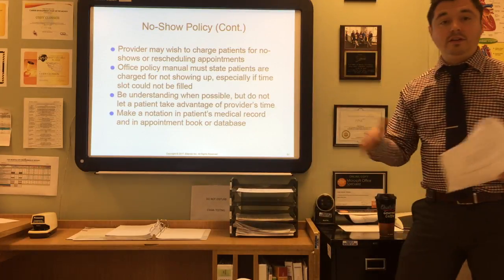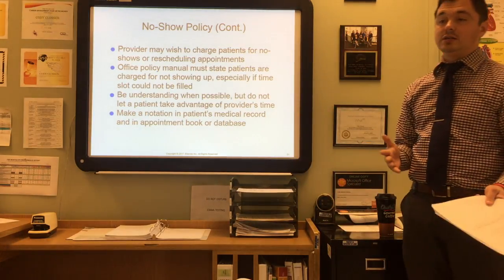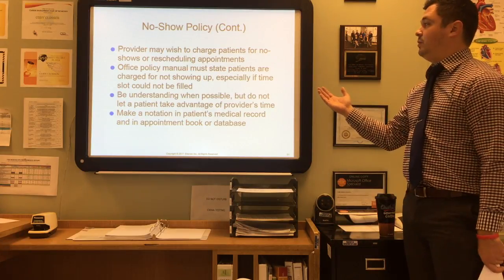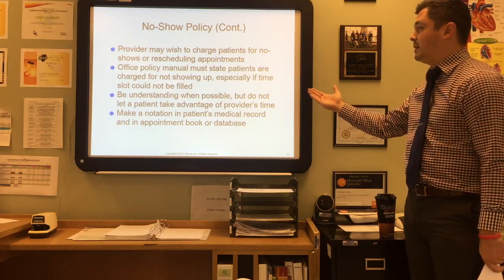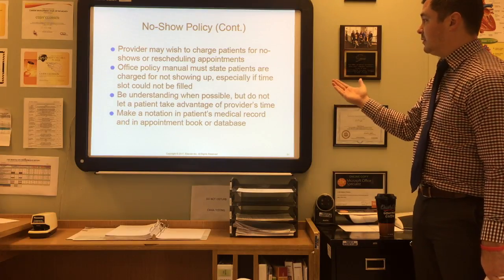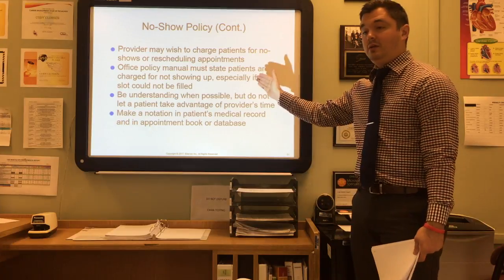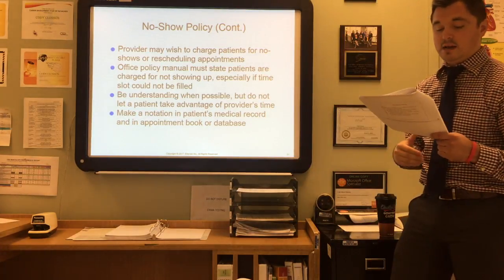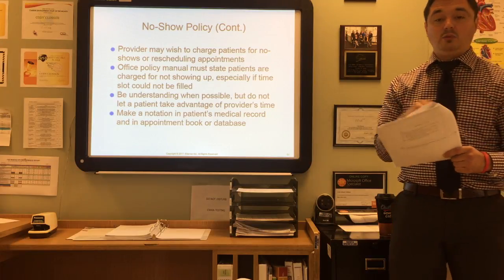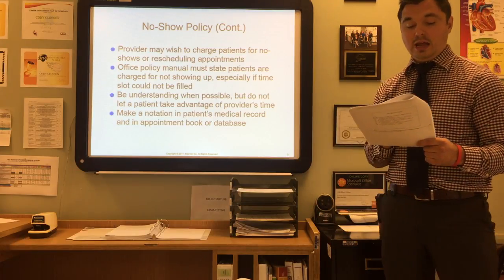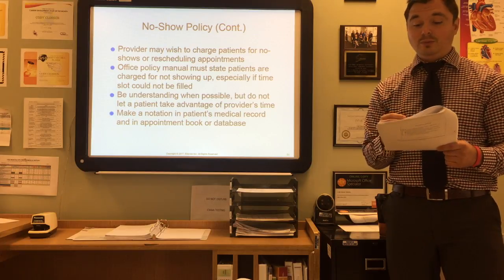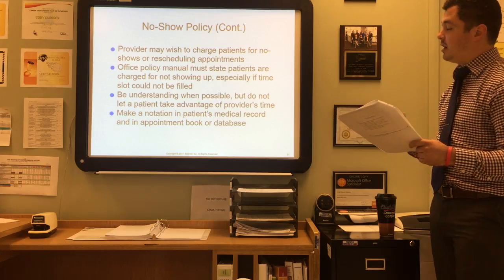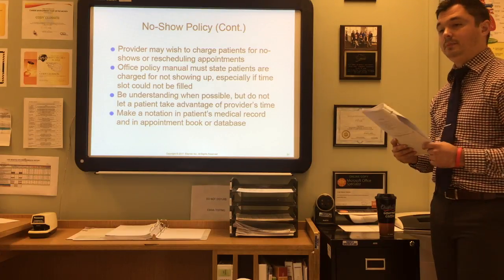A provider may wish to charge the patient for no-shows or rescheduling appointments. Okay? Office policy manual must state that patients are charged for not showing up, especially if that time slot cannot be filled. So because the time slot was scheduled and the provider was ready and able to treat the patient, it is ethical to charge the patient for that missed appointment, especially if he or she did not call to cancel it or reschedule it.